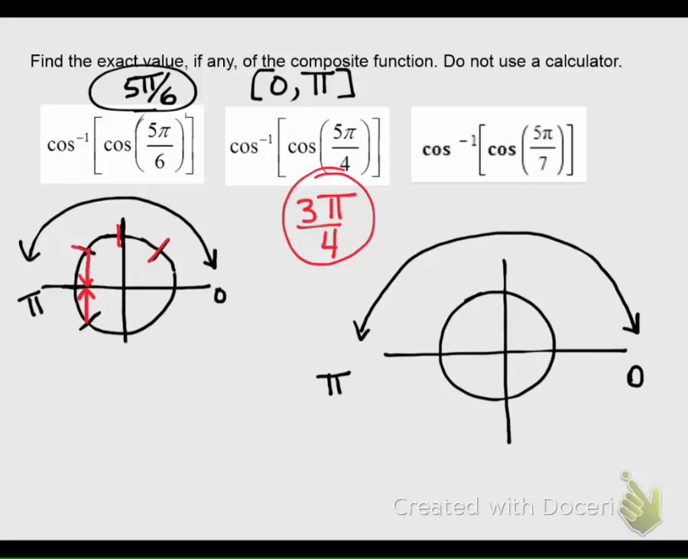Need to be between 0 and pi. We may not have the 7s memorized, so why don't we turn pi into a denominator 7? That's 7 pi over 7. And then you could definitely see 5 pi over 7 is in there, right? So for this one, you already know the answer.